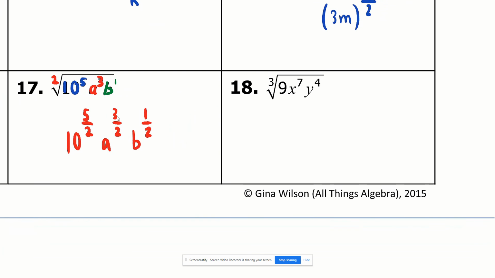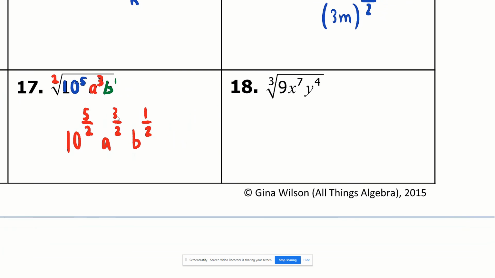And then number 9. Again, similar thing. 9 is being raised to the 1st power, x to the 7th, y to the 4th. So when I separate all those out, 9 needs to be raised to its own fractional exponent, x needs to be raised to its own fractional exponent, and y needs to be raised to its own fractional exponent. But all of them have a denominator of whatever that root is. They all have a denominator of 3. Now, 9, 1st power, x, 7th power, and y, 4th power. So there you have it. 9 to the 1/3 times x to the 7/3 times y to the 4/3.